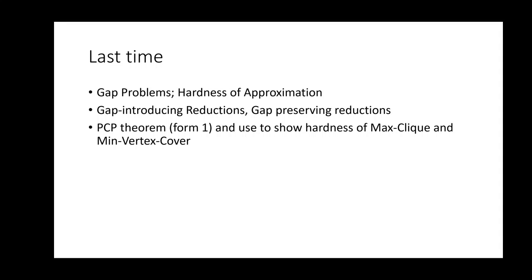And then we had stated the PCP theorem in one of its forms, which is the hardness of the max 3-sat problem, okay, between differentiating completely satisfiable instances from instances where at most you can satisfy some 1 minus epsilon naught fraction of the clauses. Okay, and using that gapped version, we had shown a gap preserving reduction that showed hardness of approximation for min vertex cover and max clique up to some constant factor.